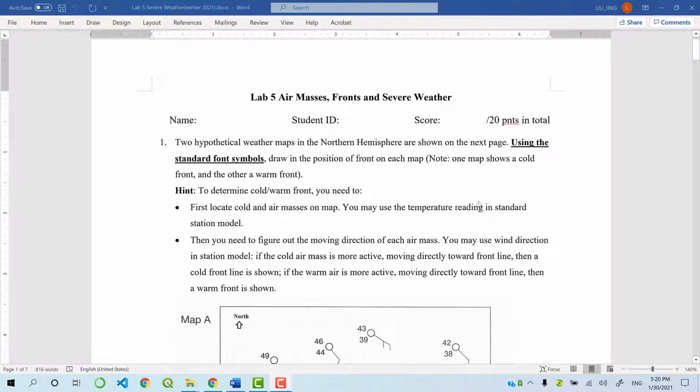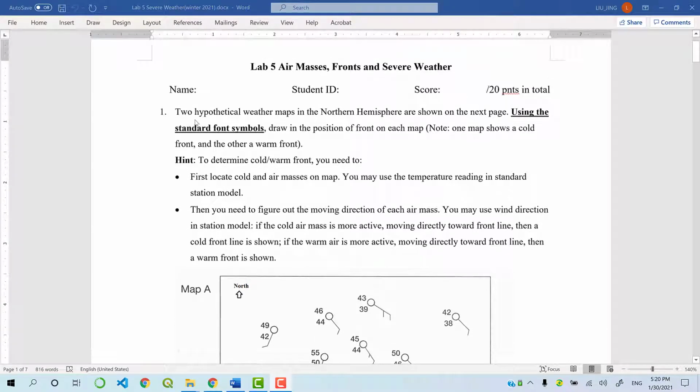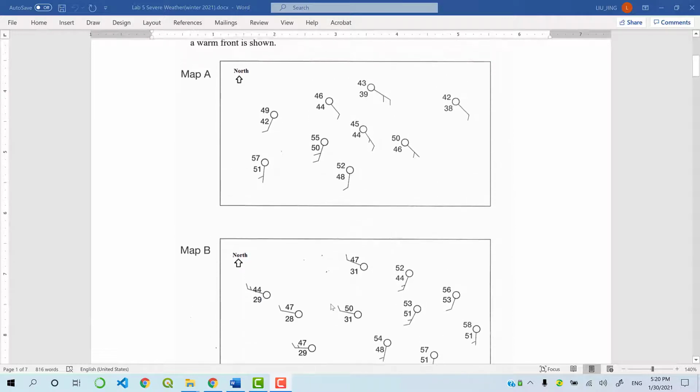Hello everyone, I want to use this video to show you more instructions on Lab 5, Air Mass Fronts and Severe Weather. In the first question, it's important to read the question carefully. There are two hypothetical weather maps, map A and map B.